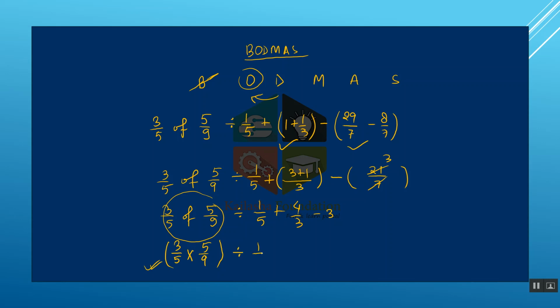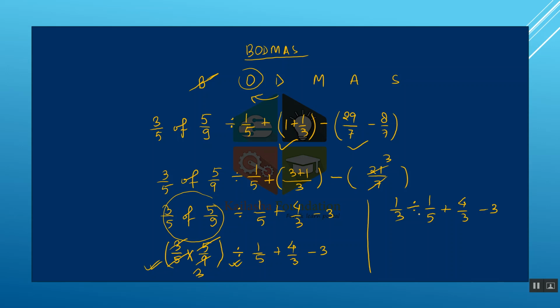Okay, now a few students do this mistake. They change the off with multiplication sign and then they forget that it was off, and then at first they do division thing, and that is wrong. So this you have to keep in mind. Now this will evaluate. It is 3 upon 9, that is 1 upon 3. So 1 upon 3, thereafter divide 1 upon 5 plus 4 upon 3 minus 3.